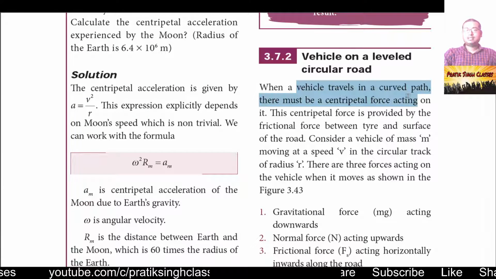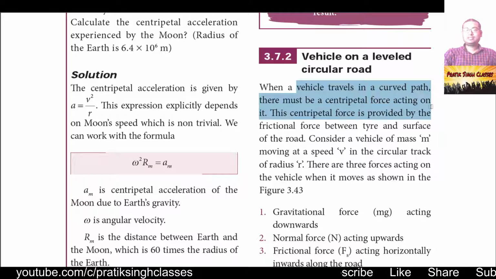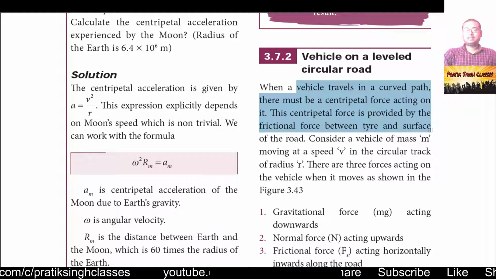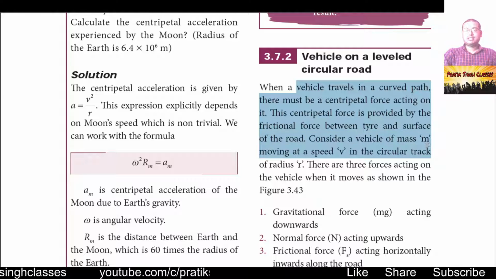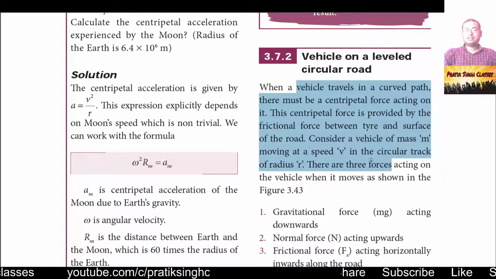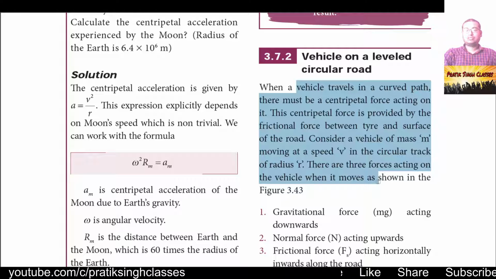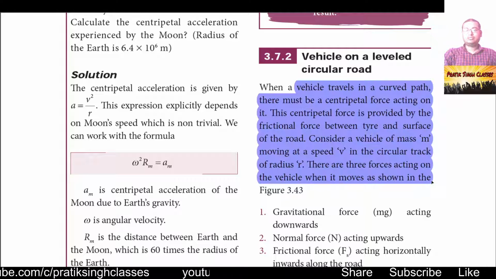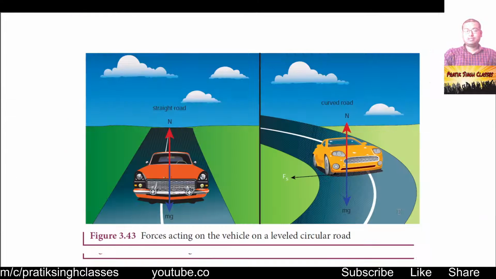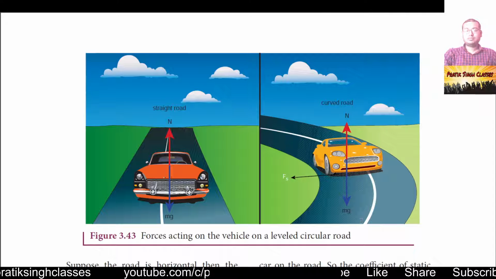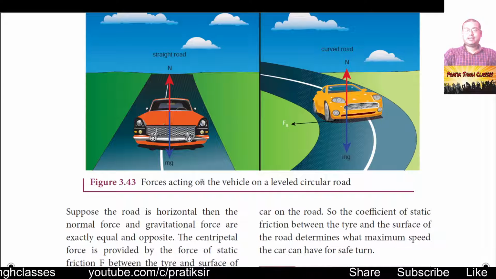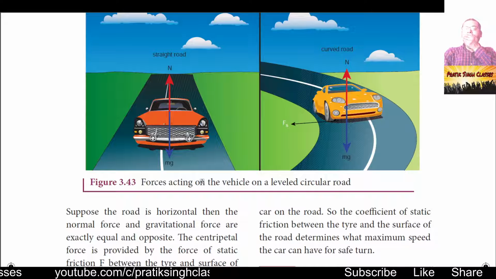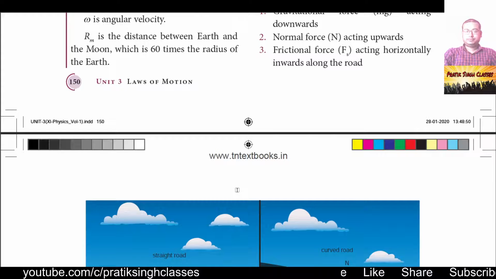When a vehicle travels in a curved path, there must be a centripetal force acting on it. This centripetal force is provided by the frictional force between the tire and the surface of the road. Consider a vehicle of mass m, whatever it is, moving with velocity v in a circular track of radius r. There are three forces acting on the vehicle when it moves, as shown in figure 3.43. So as you can see here, in the first figure it is moving in a straight line, and in the second figure it is moving in a circular path.